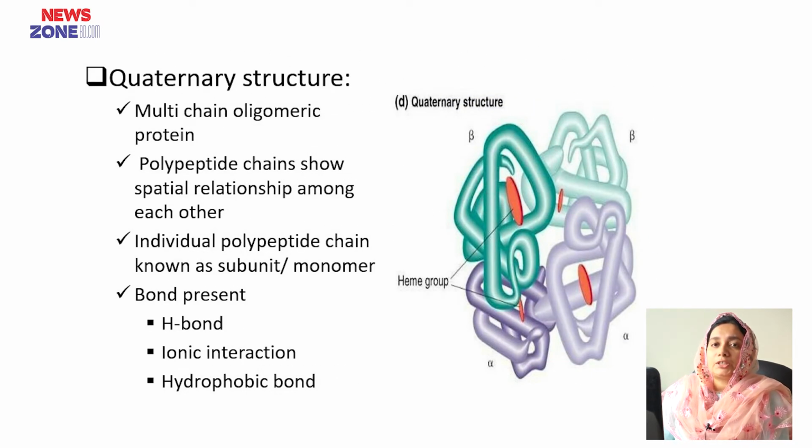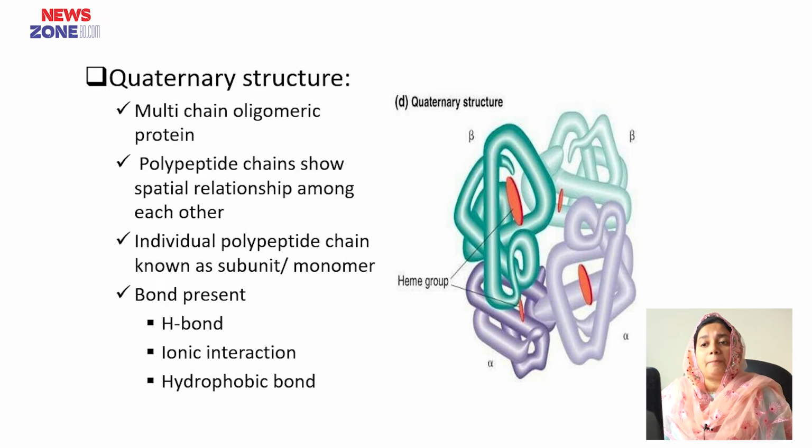Then the final structural form is the quaternary structure. It is a multi-chain oligomeric protein. That means in this structural conformation there are multiple polypeptide chains. In the case of primary, secondary or tertiary structure, there is usually only one polypeptide chain, but in the case of quaternary structure, it is a multi-chain oligomeric protein. Multiple polypeptide chains are present. That is why it is known as oligomeric. Multiple means two or more polypeptide chains.